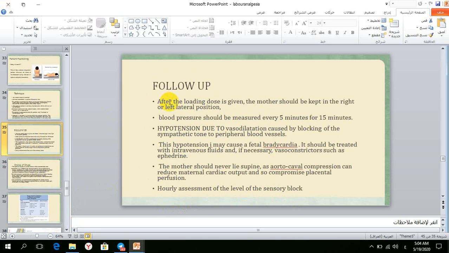After the loading dose is given, the mother should be kept in the right or left lateral position. The blood pressure should be measured every 5 minutes for 15 minutes. Hypotension is due to vasodilatation caused by blocking of the sympathetic tone to peripheral blood vessels. This hypotension may cause a fetal bradycardia. It should be treated with intravenous fluid and, if necessary, vasoconstrictors such as ephedrine.